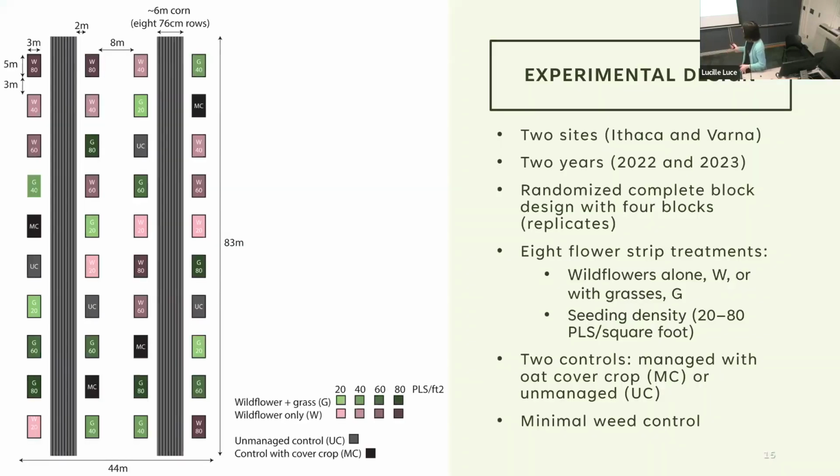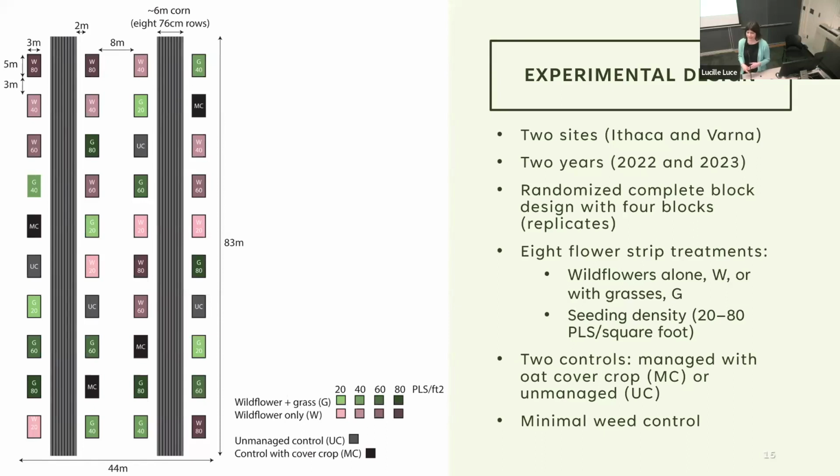Experimental design. So this is a 2-site, 2-year field experiment. At each site, a randomized complete block design with 4 replicate blocks, 10 plots per block. The 10 plots comprise 8 flower strip treatments and 2 controls that aren't seeded with the flower strip mixture. The 8 flower strip treatments represent all combinations of 2 seed mix compositions and 4 seeding densities.